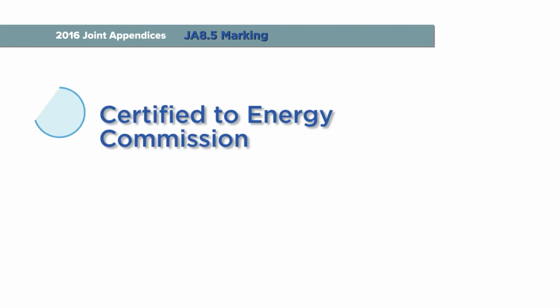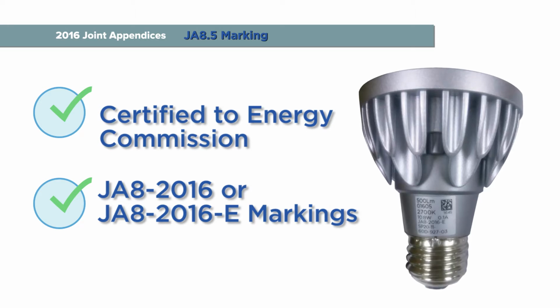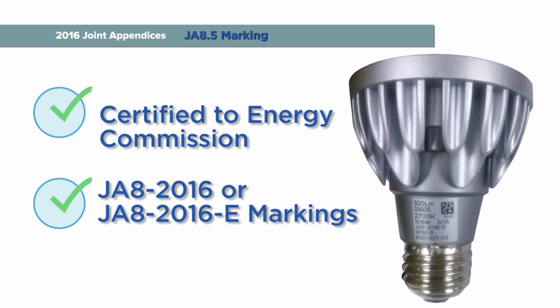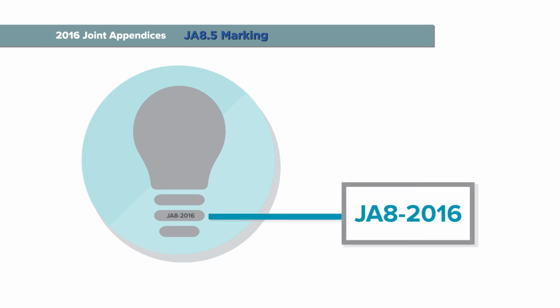For light sources to qualify as high-efficacy under JA8, they must be certified to the Energy Commission and marked as either JA8-2016 or JA8-2016-E. These markings indicate that the light source meets the requirements of Joint Appendix JA8. The JA8-2016 marking indicates compliance with the JA8 criteria. JA8 compliance markings must be located on the lamp or luminaire.